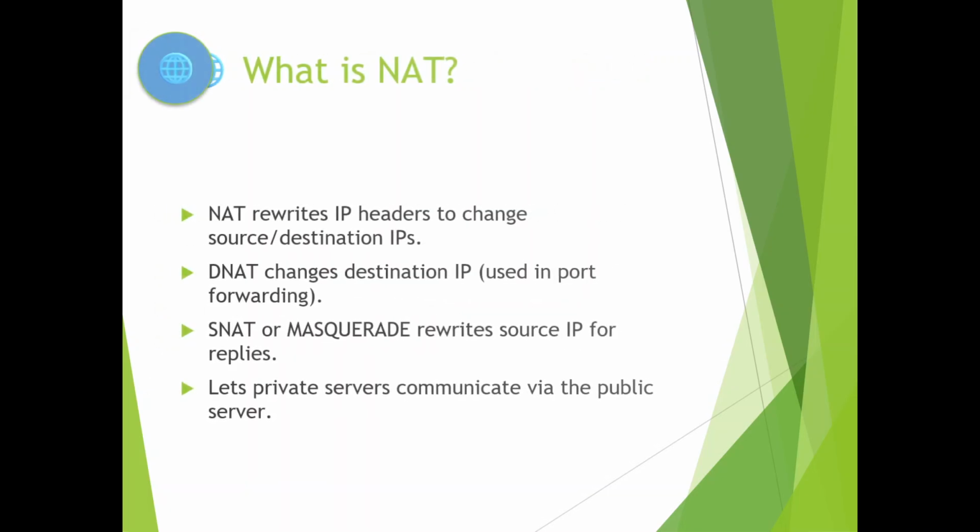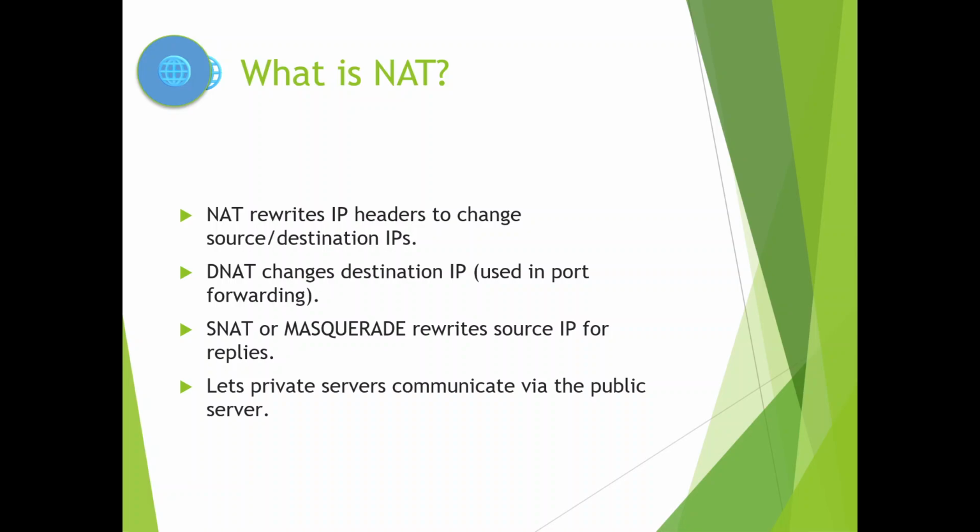Its full form is Network Address Translation. Every device on the internet has an IP address, like a home address for computers. So NAT means your public server changes the IP address in the network packets so that private servers can communicate with the outside world even if they don't have public IPs. Basically, there are two types of NAT. The first one is DNAT, also called destination NAT. It will change the destination IP of the packet to point to your private server.